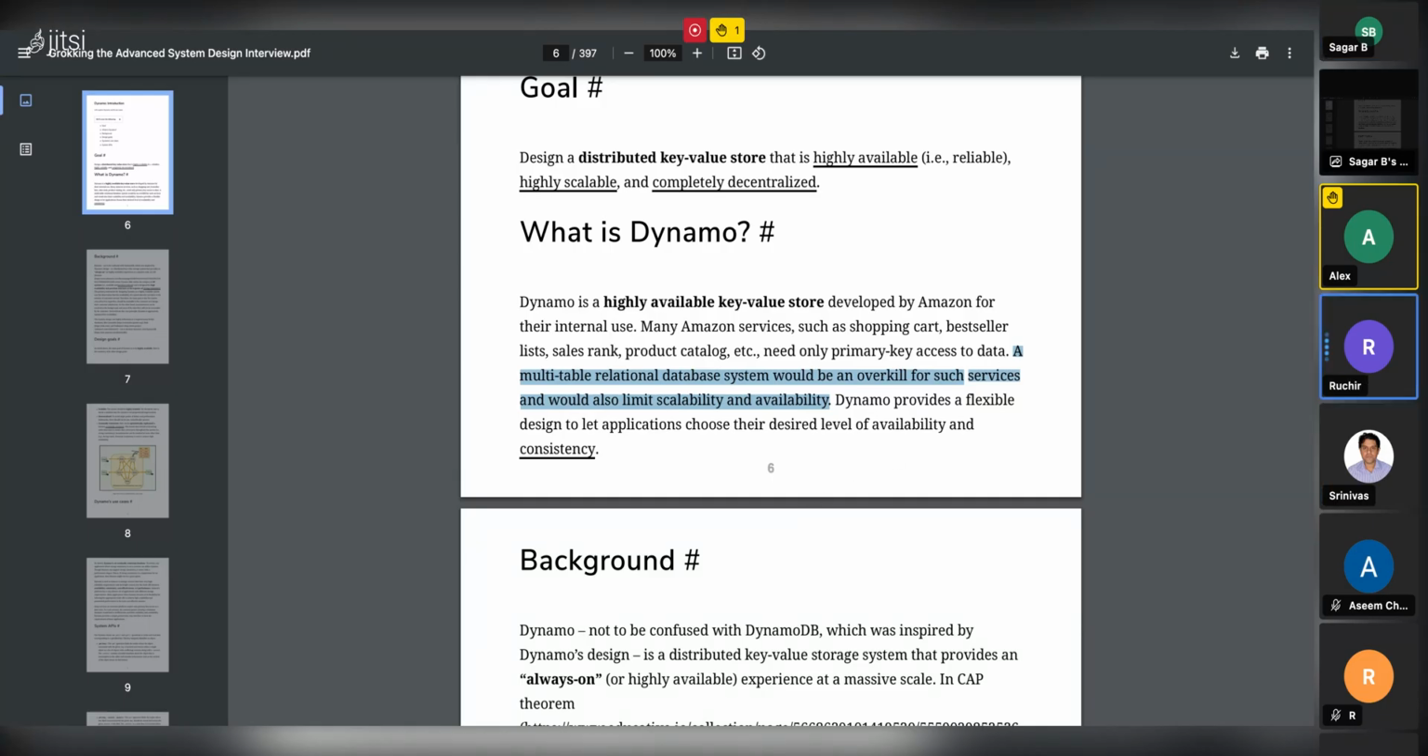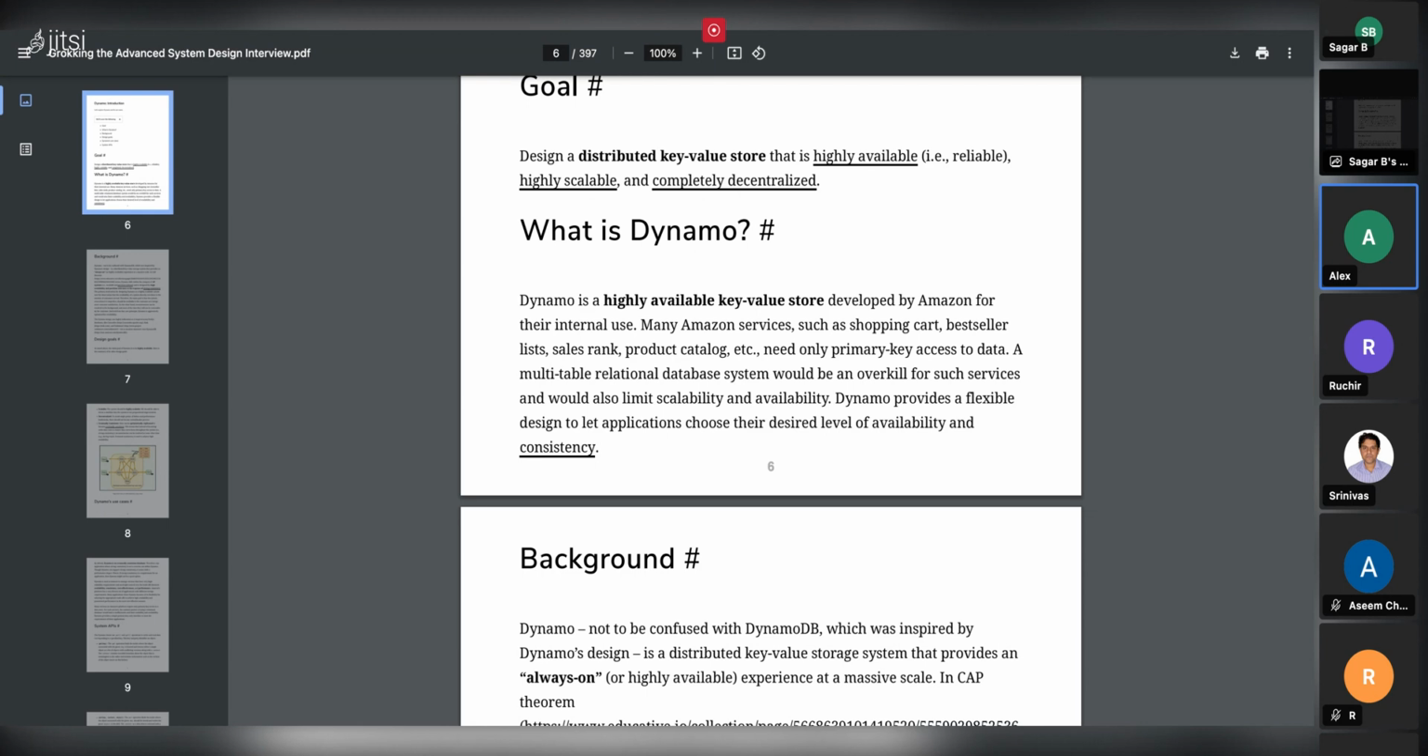I don't think so, because it says that they wanted a very fast, very reliable system, and they did not need joins or group-bys. They say an RDBMS would be overkill and would limit scalability and availability. That's why they built Dynamo, because they didn't want to use Postgres or MySQL, as the use case is not the same.